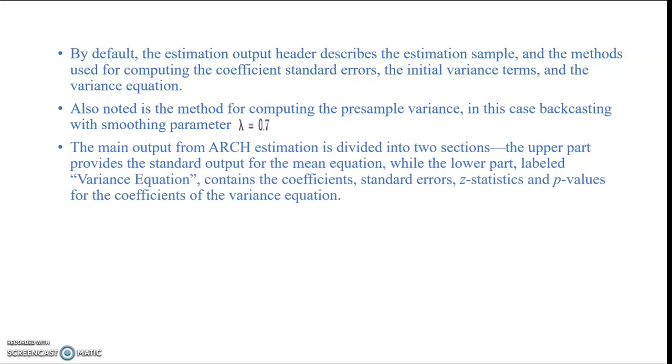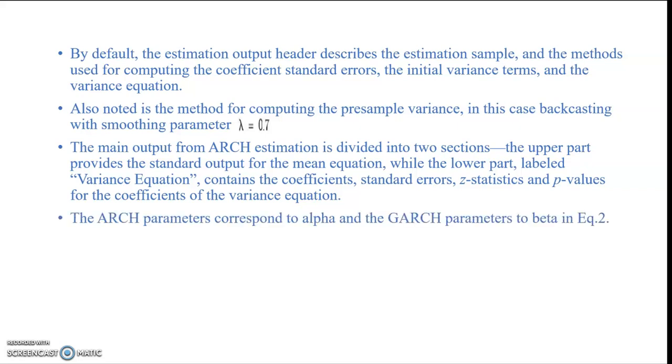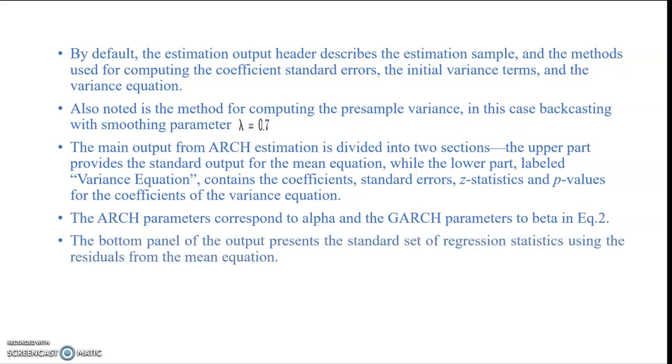The main output from ARCH estimation is divided into two sections. The upper portion provides the standard output for the mean equation, while the lower part, labeled variance equation, contains the coefficients, standard errors, z statistics, and p values for the coefficients of the variance equation that we just observed in the previous slide. The ARCH parameters correspond to alpha and the GARCH parameters to beta in equation 2 that we discussed earlier.